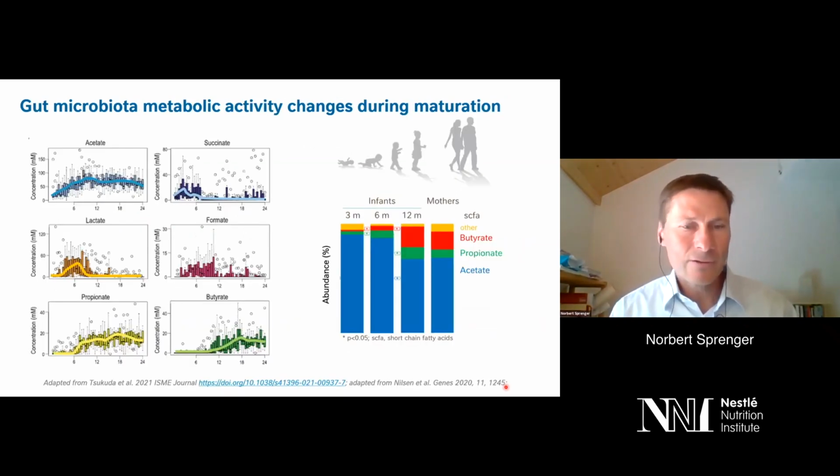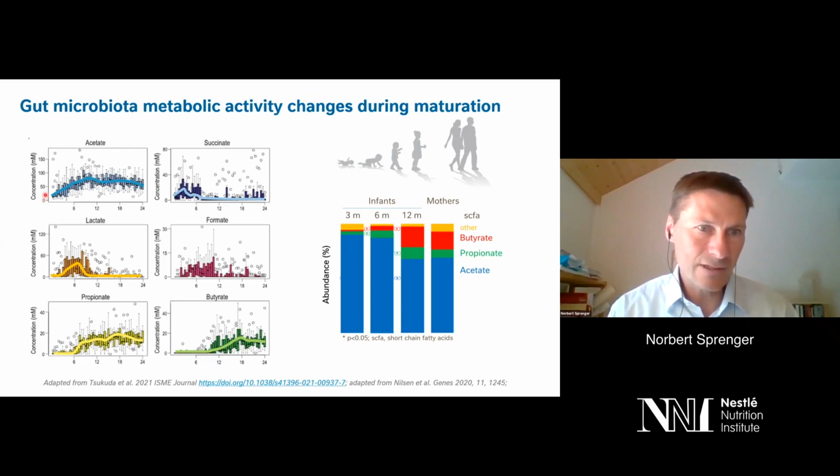Now, we don't only consider the microbiota taxonomy, but we should look at the functionality. And typically here, the different organic acids are shown in this report on the left from a Japanese group that looked in much detail over the first 2 years of life at how the different organic acids actually develop and how that reflects the different gut ecology.